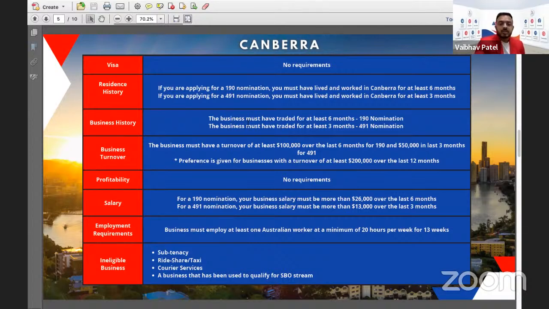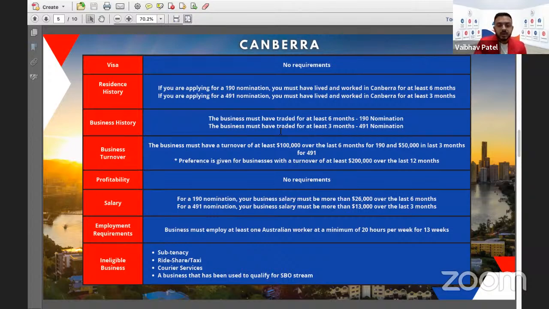The next requirement is that the business has to be trading for at least 6 months, and there is a turnover requirement as well. Your business has to have a $200,000 turnover for a year. That is calculated on a pro rata basis. So if you want to qualify for a 190, your turnover has to be at least 100,000 because it's 6 months. And if you want to qualify for a 491, your turnover has to be at least 50,000 because it's 3 months. If you count it on a pro rata basis, 50,000 for 3 months is 200,000 for a year.